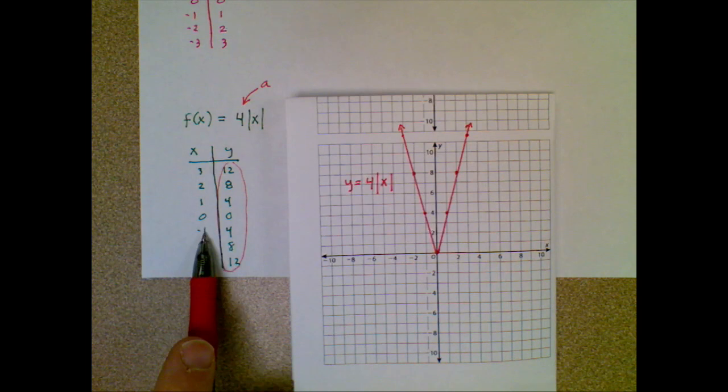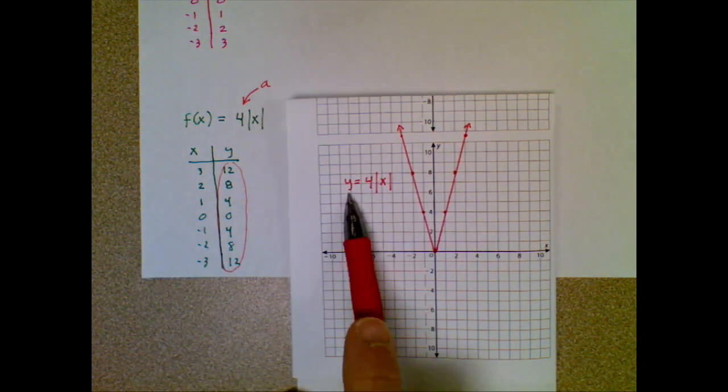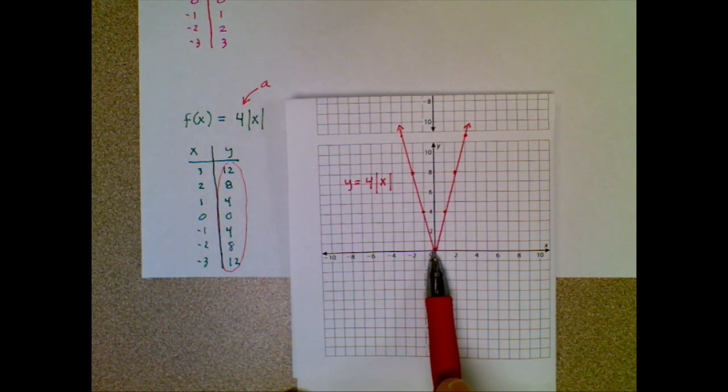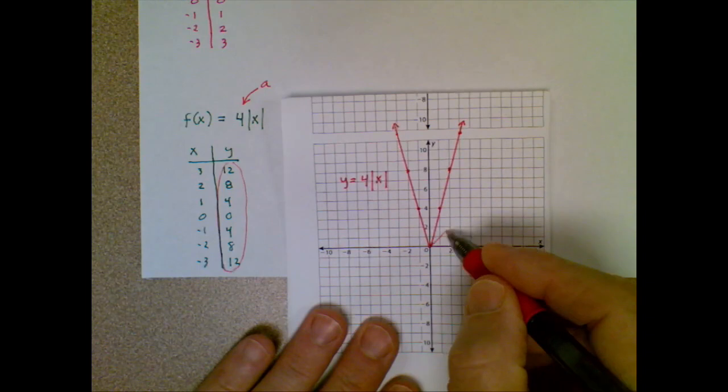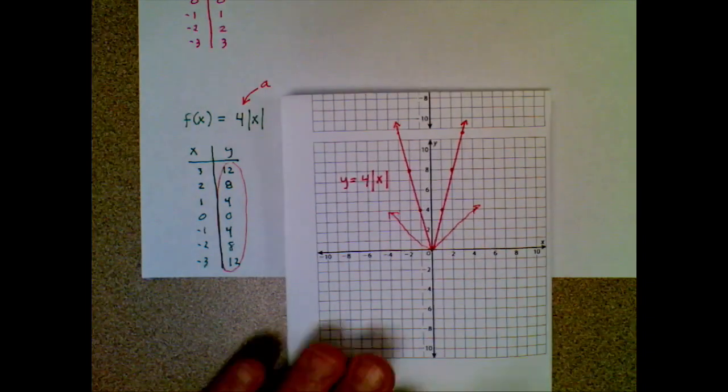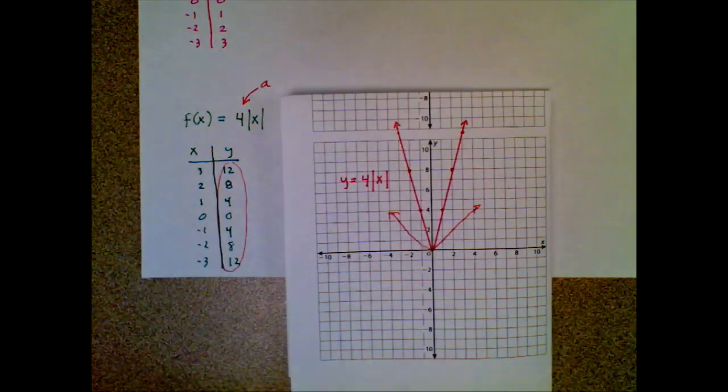After I plot those points, I get this graph for y equals 4 absolute value of x, and you'll notice that this is more narrow than the parent graph. The parent graph would have been wider like this, so apparently when the a is 4, my graph is more narrow. We'll keep that in mind.